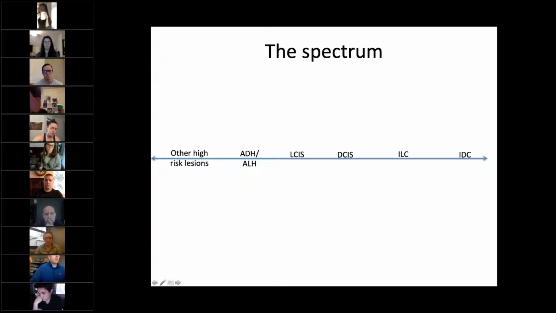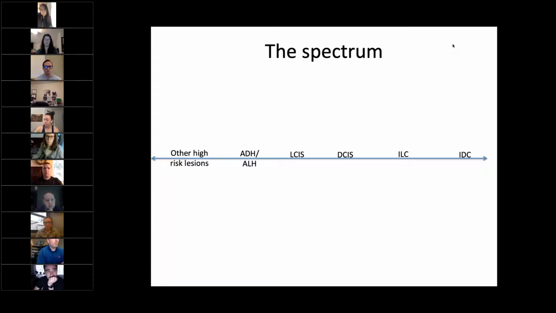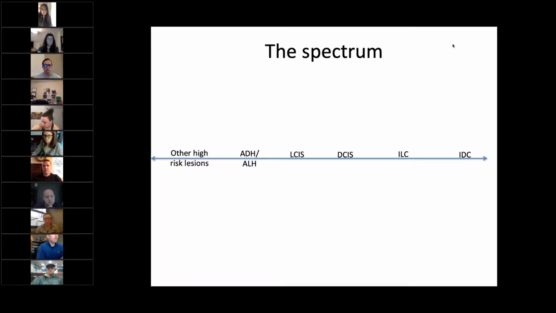So the first thing I want to start with is a framework that you should use when you're thinking about breast cancer. You should think of all the breast things that you'll see along the spectrum, and that'll help you frame in your mind what you need to do for them. On the far left is other high-risk lesions. We'll talk about a couple of those, and you can lump all those together. And then atypia, meaning atypical ductal hyperplasia, atypical lobular hyperplasia, LCIS, and then DCIS, and then invasive cancer. I'll go over each one of those in turn and talk about where you can draw some lines in your head about where to separate things. So the first thing we'll talk about is other high-risk lesions.